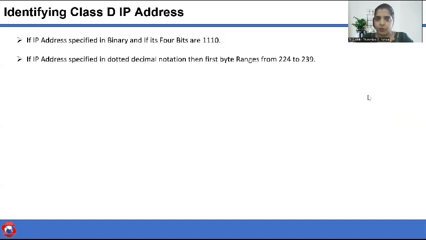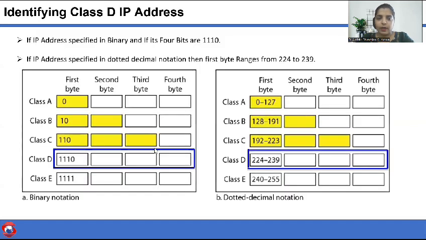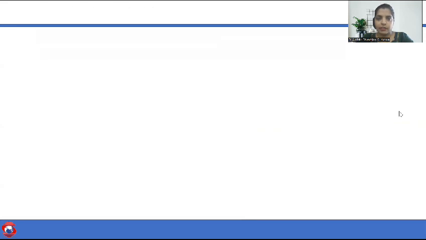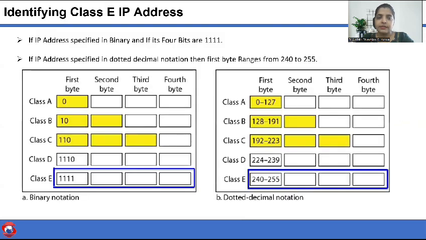If the IP address belongs to class D, it has 1110 as the first 4 bits, or in dotted decimal it is 224 to 239. And if we represent class E, then its range is from 240 to 255 in dotted decimal notation, and if it is represented in binary, it has 1111 as the first 4 bits.